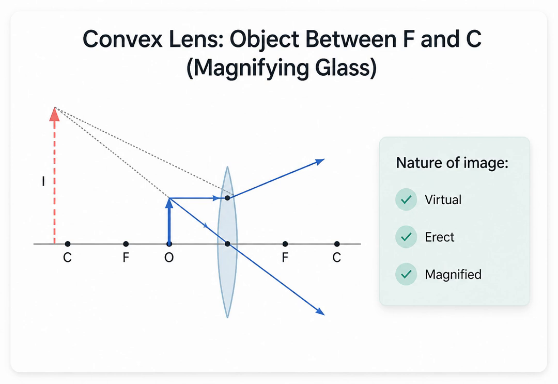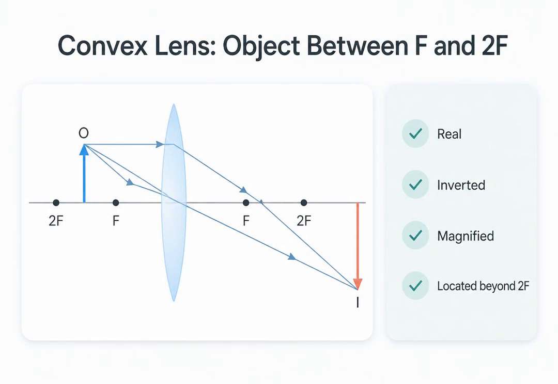If we trace them backward, they intersect to form an image that is virtual, upright, and magnified. This specific setup is exactly how a standard magnifying glass works. If we move the object further back, placing it between F and 2F, the behavior changes.